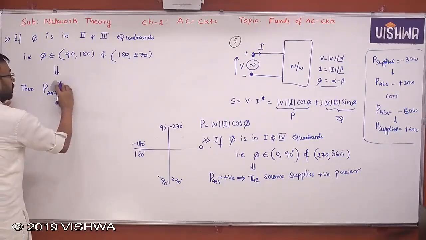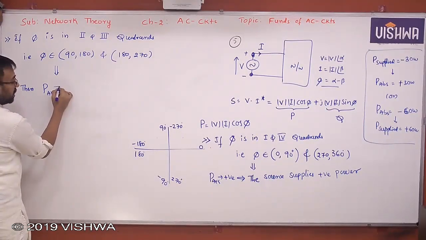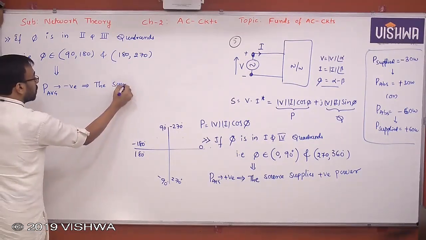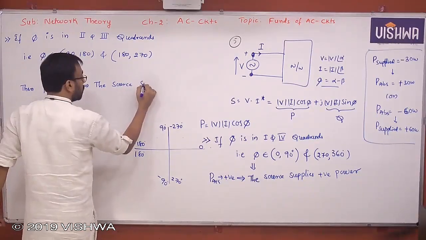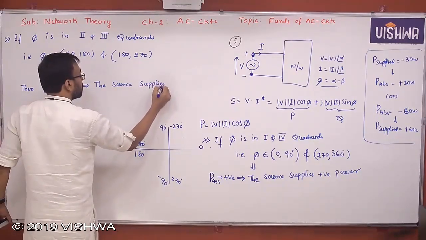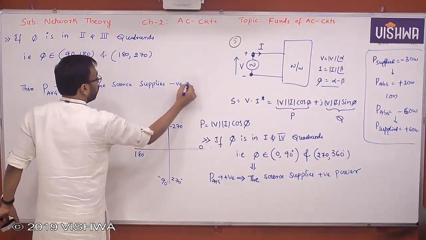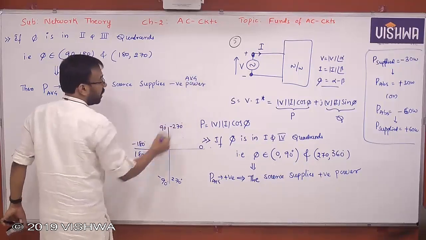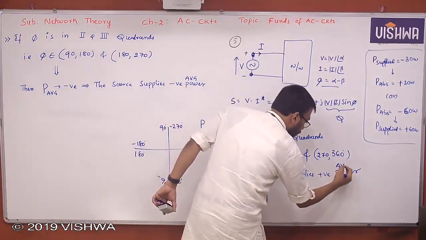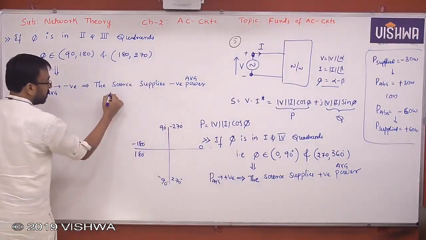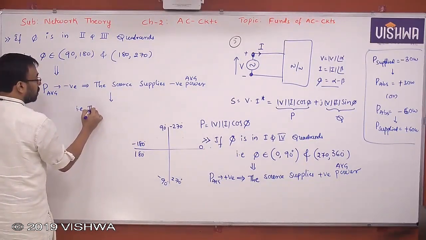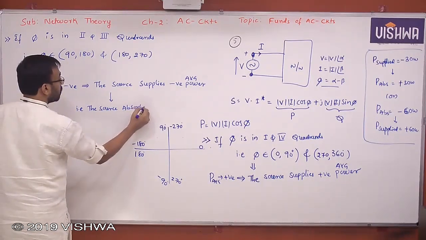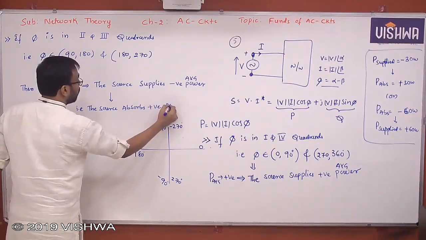Therefore, here also the average power is negative. That means the source supplies or delivers negative power, negative average power. Here positive average power. Yes or no? That is, the source absorbs positive average power.